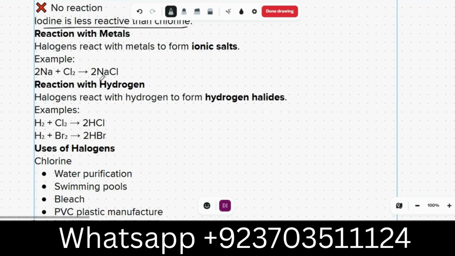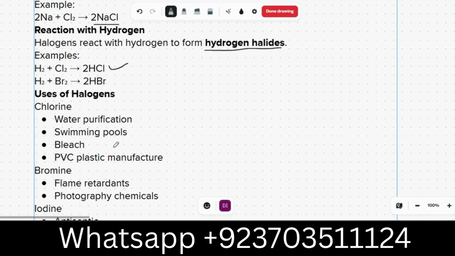Reaction with metals: halogens react with metals to form ionic salts. Simple. Sodium plus Cl2 gives us NaCl. Okay, they make ionic salts. Reaction with hydrogen: halogens react with hydrogen to form hydrogen halides. For example, H2 plus Cl2 gives us 2HCl, that is hydrogen chloride. Okay, that is a halide. So H2 plus Br2 gives us 2HBr, that is hydrogen bromide.